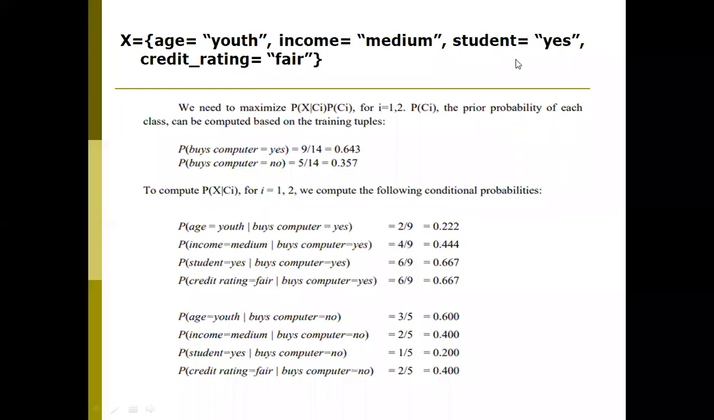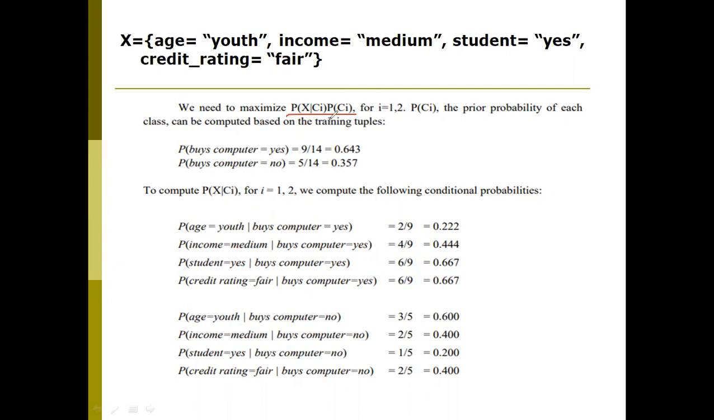Now, first of all, this is the formula. We need to find out the probability of yes or probability of no for that particular tuple. Based on this formula only, we are going to justify, or we are going to assess.